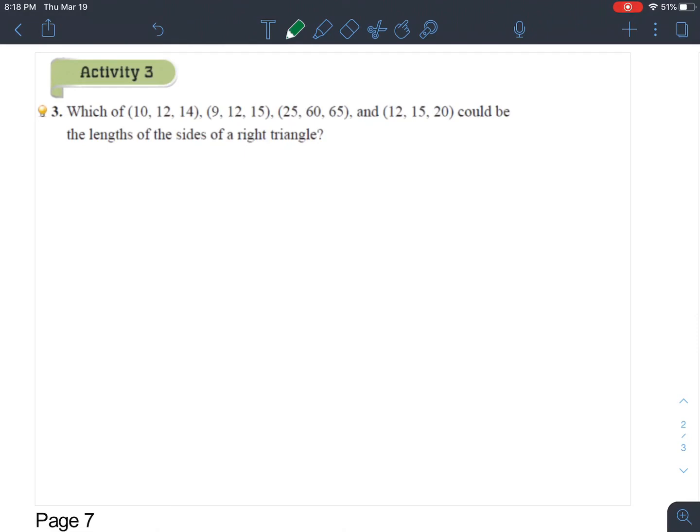Okay. So what I want you to do then is take a look at these and identify which combination of side lengths could work for a right triangle. Pause the video. When you are done, I will give you the answers.